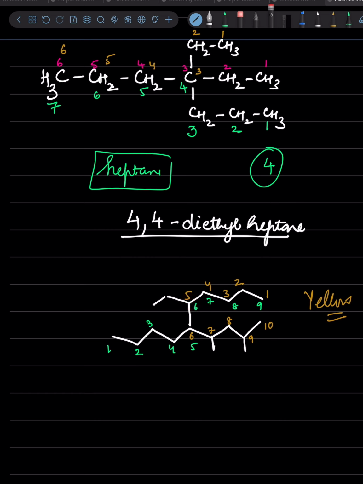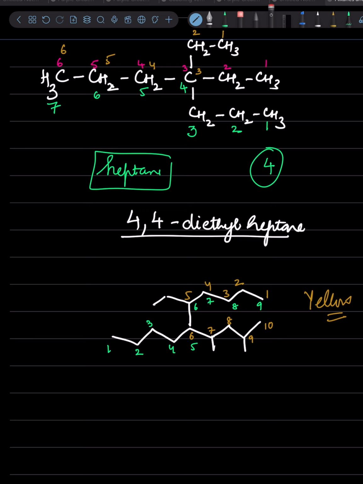And at 6th position, you have 1, 2, 3, 4, so 6-butyl. And at the 7th one, you have methyl. And at 9th, again, you have methyl. Right? This is how you name them. Now you have so many substituents. Which one should be the first one to name? Which one should not be the first one?